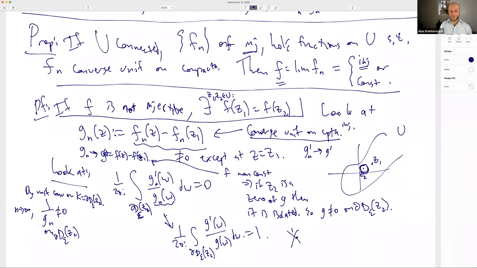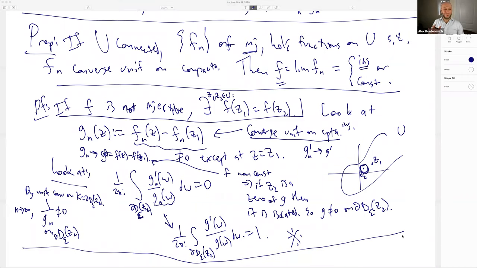And that's the contradiction. All right, I rushed that argument a little bit because I'm out of time and I do want to finish the Riemann mapping theorem. So hopefully you can go over that and think about it a little bit and it'll make sense. But does it roughly make sense what's going on? If it's injective, then the limit also has to be injective unless it's constant. If it's constant, then there's nothing to do.